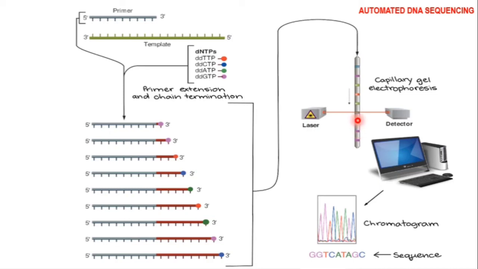Here you see red, so when the laser passes through this, we detect red, which is A. And here the blue color is C. Like that the detector will detect the color, and from that color the software will generate a chromatogram, in which we can clearly identify the sequence of this DNA. This is the automated DNA sequencing.